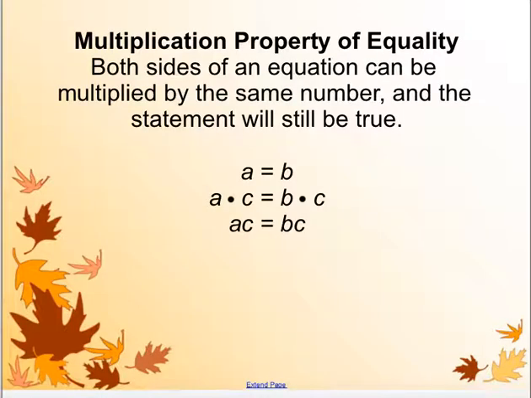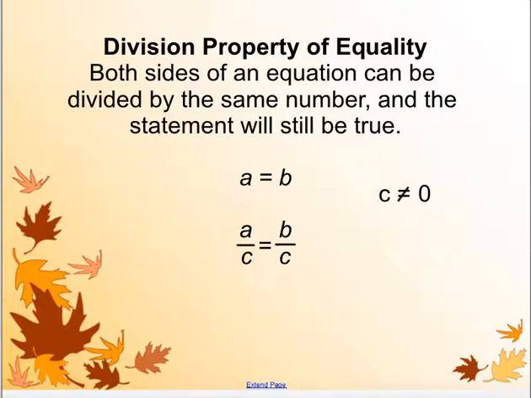We also have the multiplication property of equality, which says if I take an equation and multiply each of the sides by the same number, then the statement will stay true. So if we have A equaling B and we multiply each side by C, then we would say AC is the same as BC. Similarly, we have the division property of equality, where I can divide each side by the same number, and the statement will stay true.